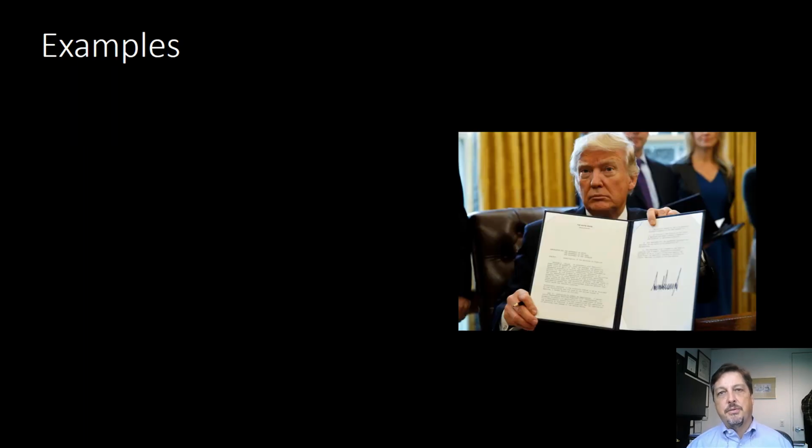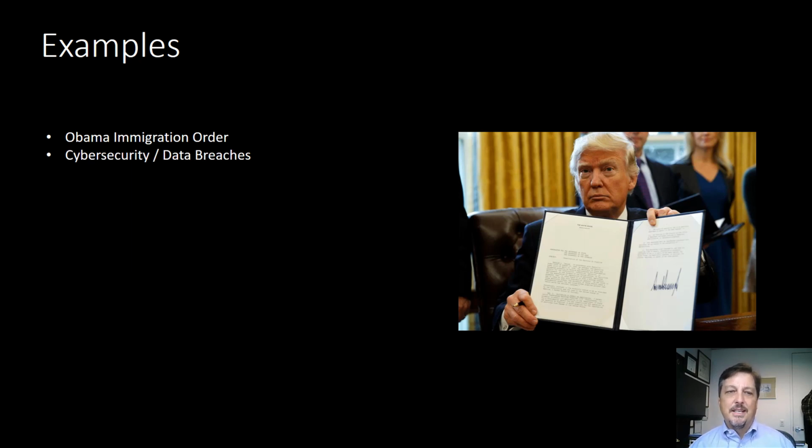Then at the end of the class, we went through some examples. We talked about the Trump immigration order, that should say Trump, not Obama, and then we also talked about examples concerning cybersecurity and data breaches. So there's a lot of material that we covered with some good meaty legal analysis and tests that you can sink your hooks into, and as we saw, it can really play out in various ways in different kinds of cases.